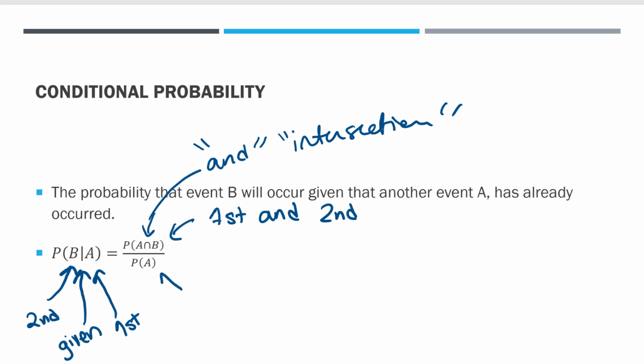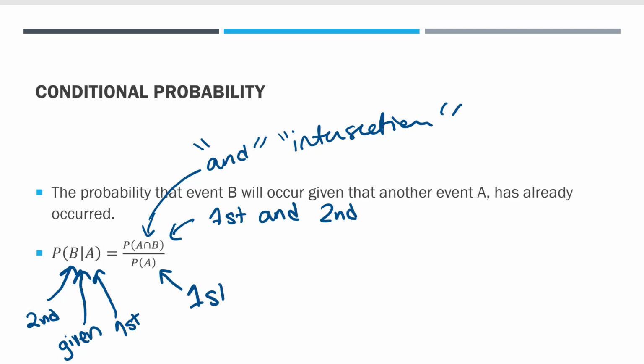And the denominator, instead of holding the probability of the entire sample, holds the probability of only event A, so only the first event. The reason we changed that from being the entire sample size to just the sample size of A is because we already know that event A has happened.